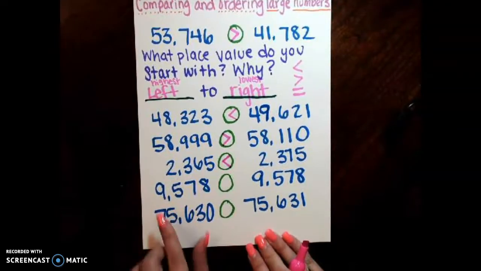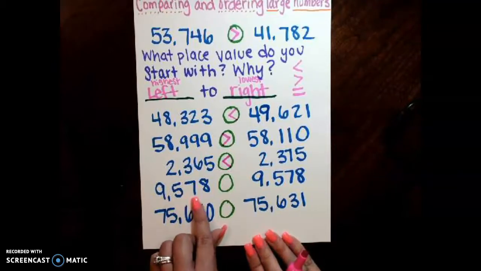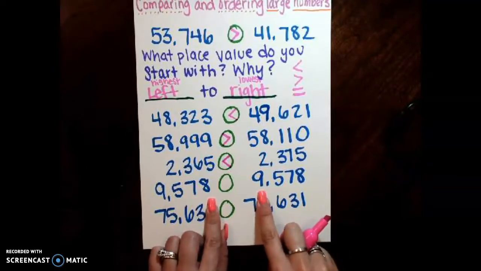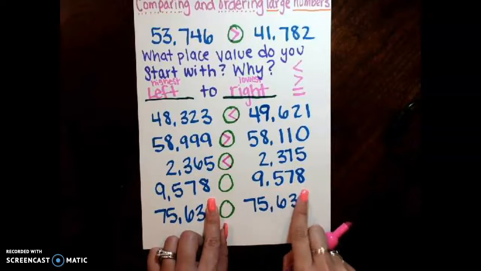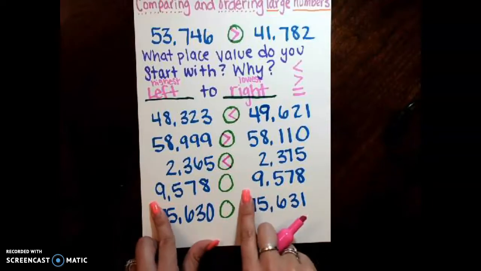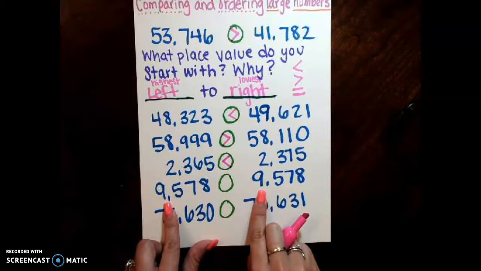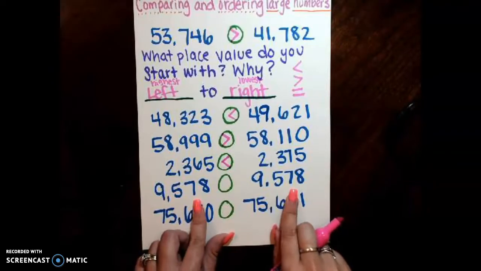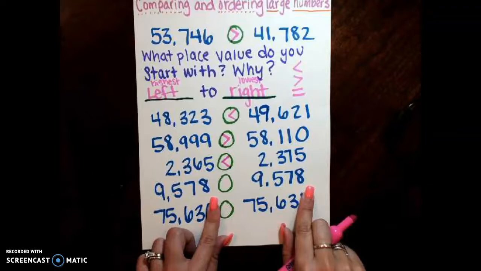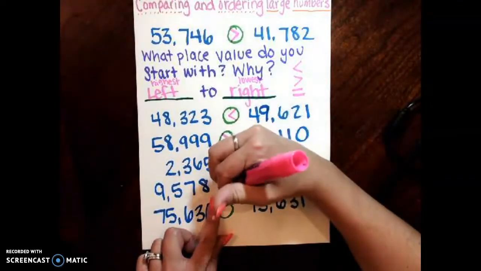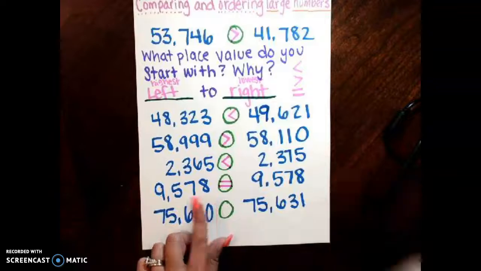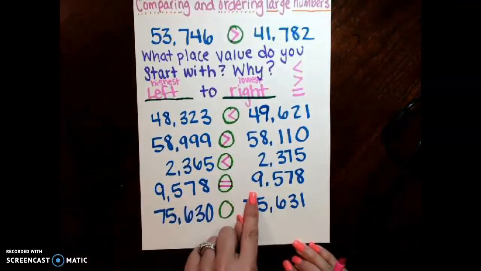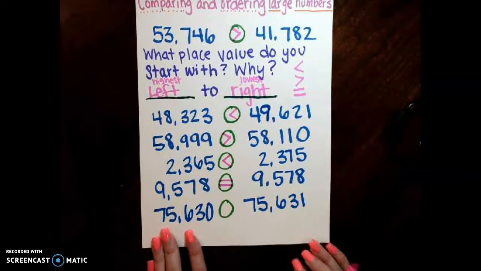All right, now we have 9,578, and on this side we have 9,578. So they don't have the 10,000s. They both have a thousands place, and they both equal 9. Their hundreds place both equals 5. Their tens place both equals 7, and their ones place both equals 8. So I'm going to write equal to. They are the same numbers, okay? All right, last one.